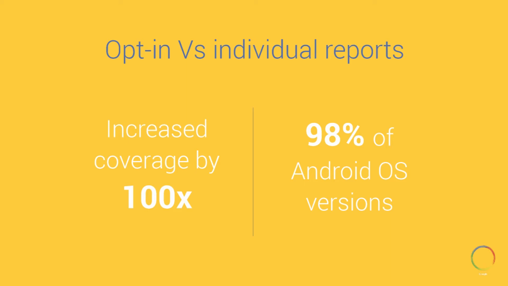So we changed this to an opt-in mechanism. Now, users just see one opt-in once when they set the device up as part of the setup wizard. And once they opt in, all of their crashes and ANRs are collected. This means that we've got 100 times more crashes shown in the Google Play console than we had before this change. And this change goes back to Jelly Bean, so it covers 98% of the devices that are out there.